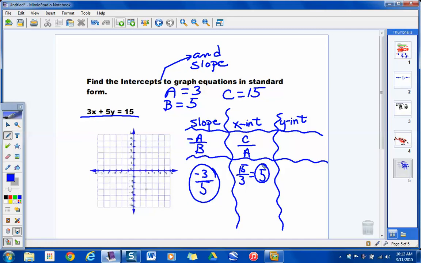Let's find the y-intercept. What's the formula for y-intercept on that previous page? C over B, right? Well, again, gang, what's the C value? 15. What's the B value? 5. So what does 15 divided by 5 make? 3. So the y-intercept is 3, right? Everybody agree there?